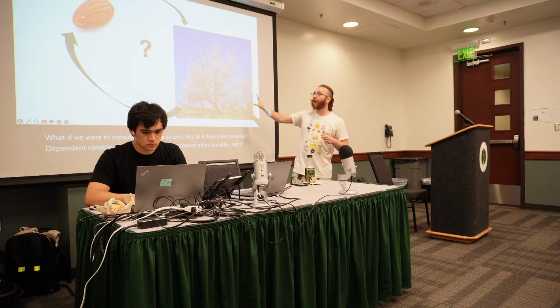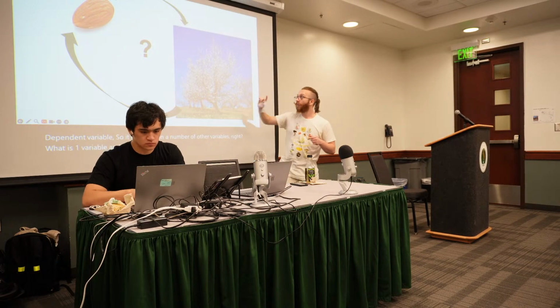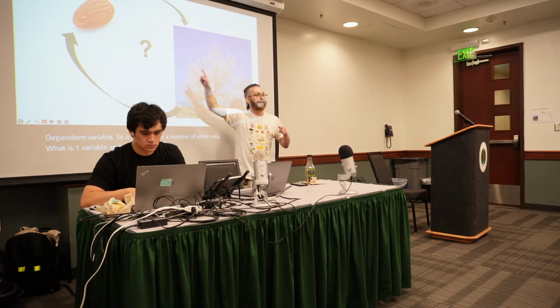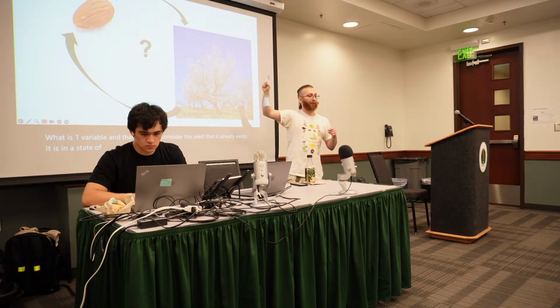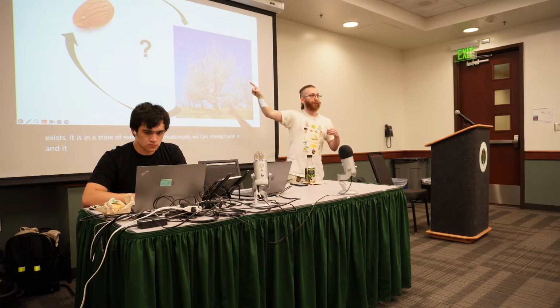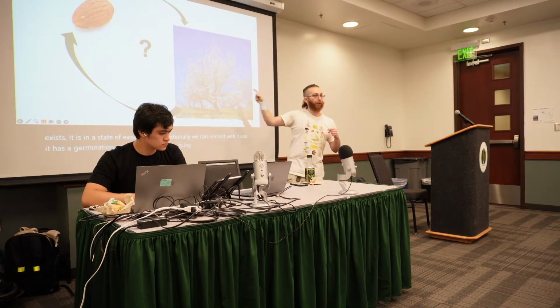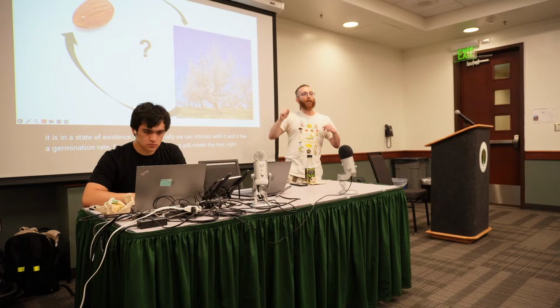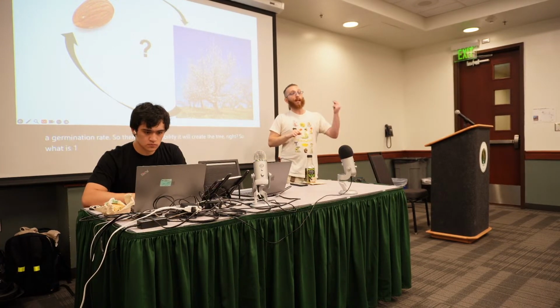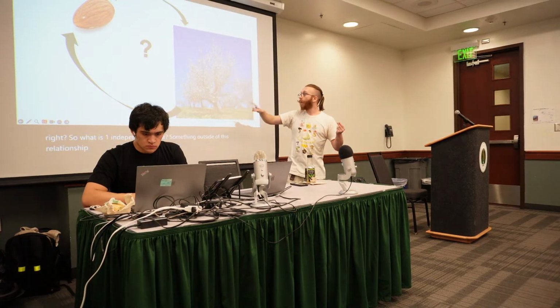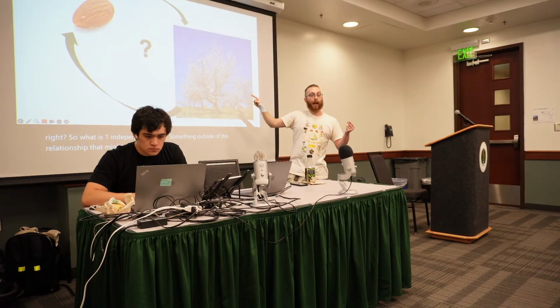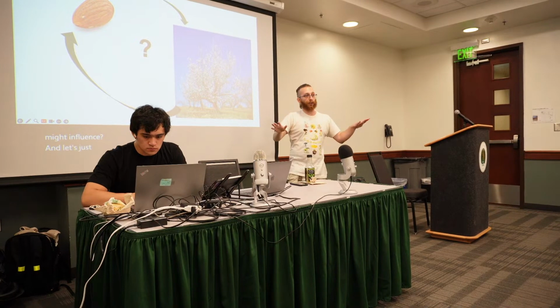Let's consider the seed, that it already exists. It is in a state of existence. Informationally, we can interact with it, and it has a germination rate. So there's a possibility it will create the tree, right? So what is one independent factor, something outside of this relationship, that might influence it? And let's just think in a linear fashion, if that helps at all.